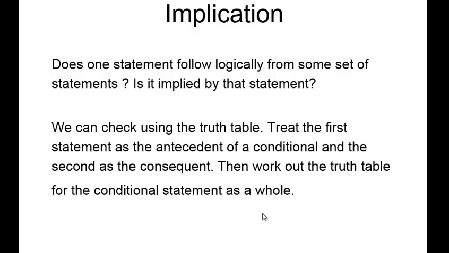So one more time, you should all know this at this point, but just to run through it, we're going to treat the premises as the antecedent of a conditional, and we're going to treat the conclusion as the consequent of a conditional. And then we'll work out the truth table for the conditional statement as a whole and see what we get. So once again, the first statement in a conditional is called the antecedent. The second is called the consequent.